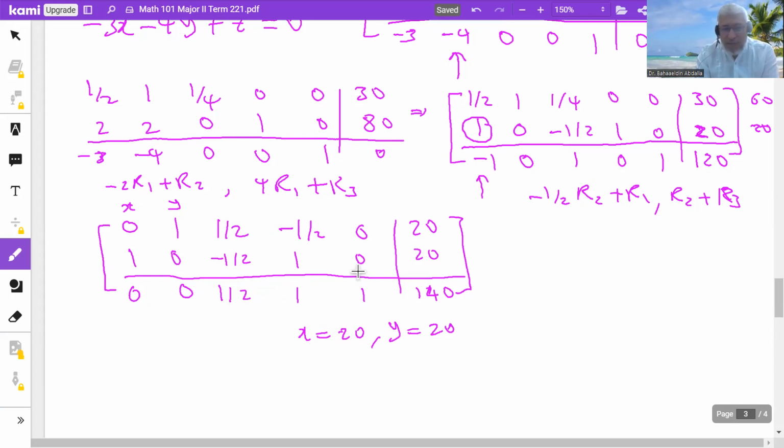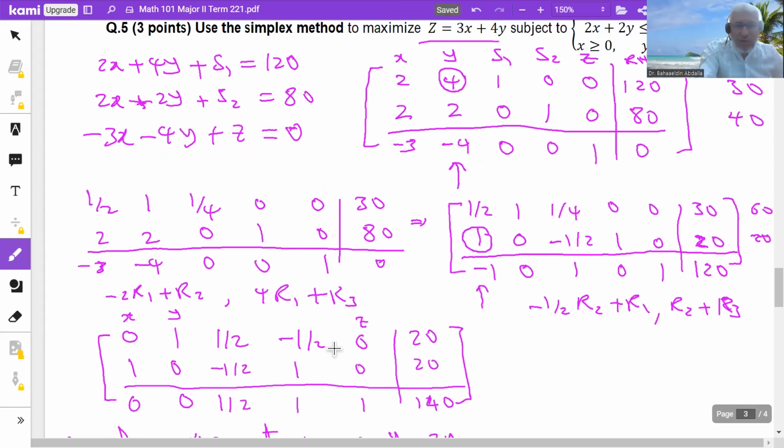And this one, what do we have here? We have Z. This is Z, okay? These two numbers will be zeros. We will cancel S1 and S2. So I will have Z equals 140. And that's the maximum value of Z. The maximum of Z is 140 at X equals 20 and Y equals 20.